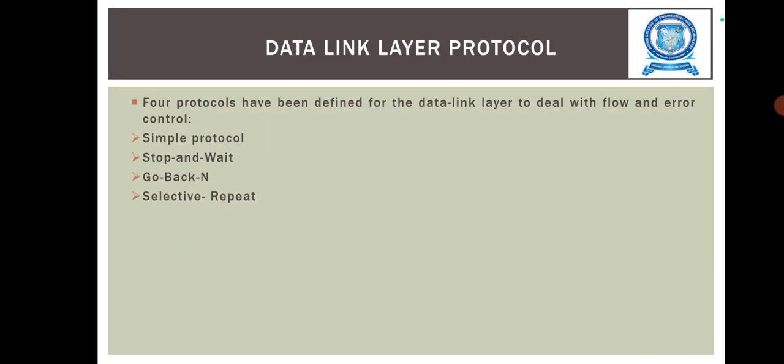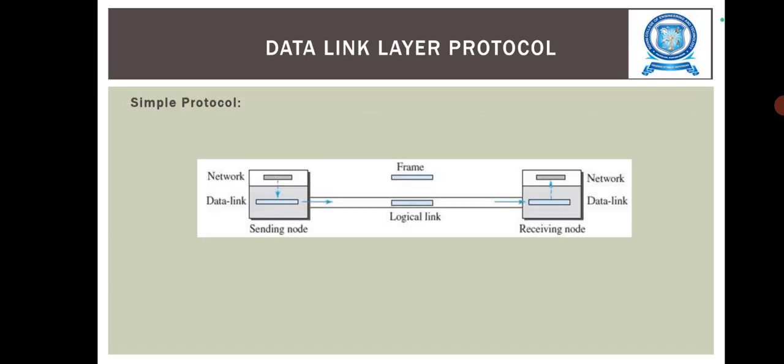In data link protocols, four protocols have been defined for the data link layer to deal with flow and error control. There are four types of data link layer protocols: simple, stop and wait, go back N, and selective repeat. First, we are going to see the simple protocol. That means it is one of the first protocols.